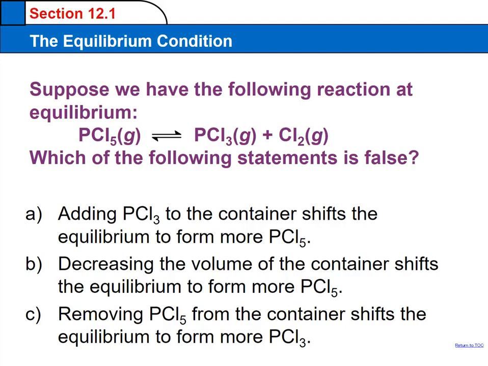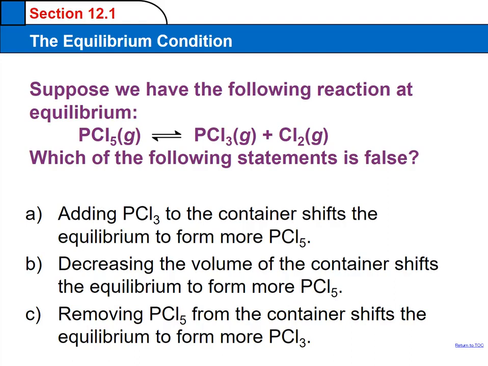Each of the following statements is false. What if you added PCl3, one of the products, to the container? Will it shift the equilibrium to form more PCl5? Is that true or false? How about decreasing the volume of the container? Will it shift the equilibrium to form more PCl5? Well, what if you remove the reactant PCl5 from the container? Will it shift the equilibrium to form more PCl3? What do you think? Let's go back through them and think through it.